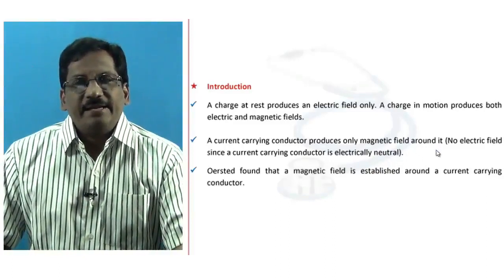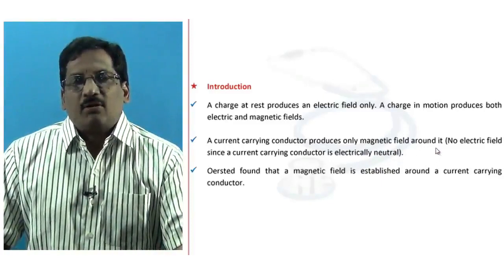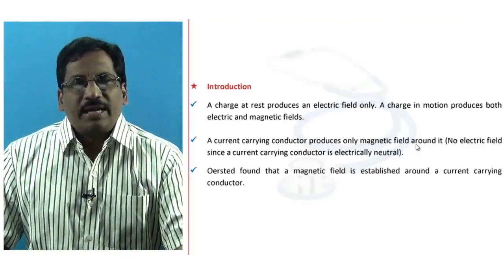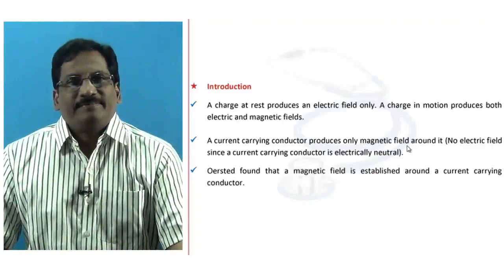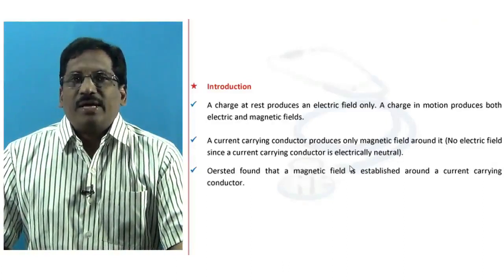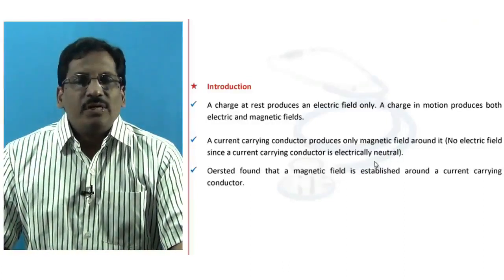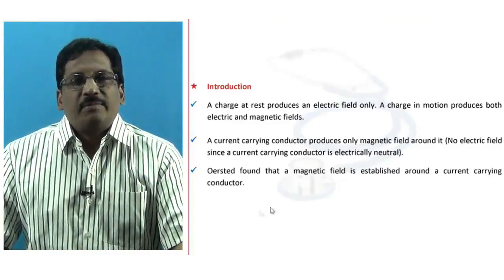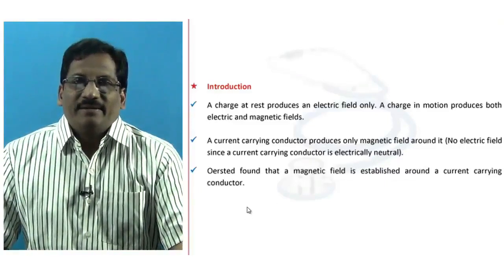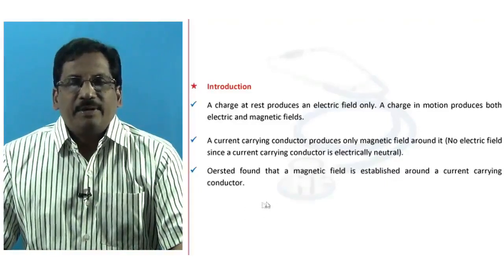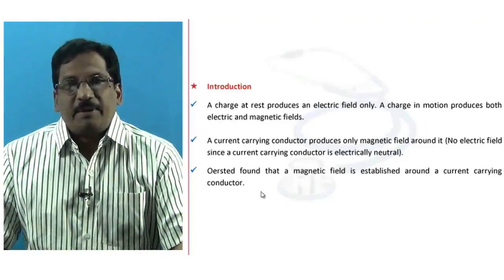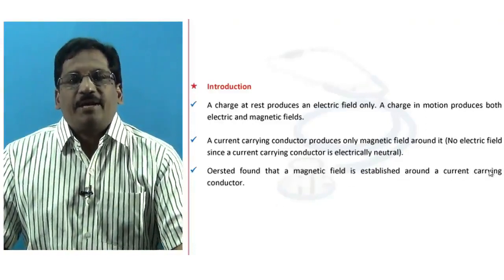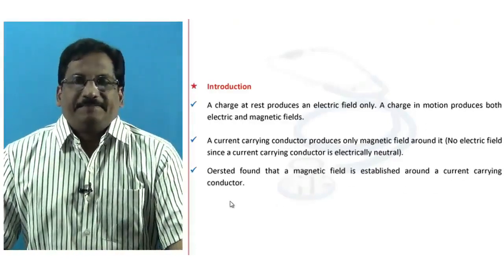When a conductor is carrying current, even though the electrons are flowing through this conductor, as a whole the conductor is electrically neutral. So there is no electric field due to a current carrying conductor. Only a magnetic field is possible around a current carrying conductor, and that was confirmed by Ørsted by a simple accidental experimental discovery. So Ørsted found that a magnetic field is established around a current carrying conductor.